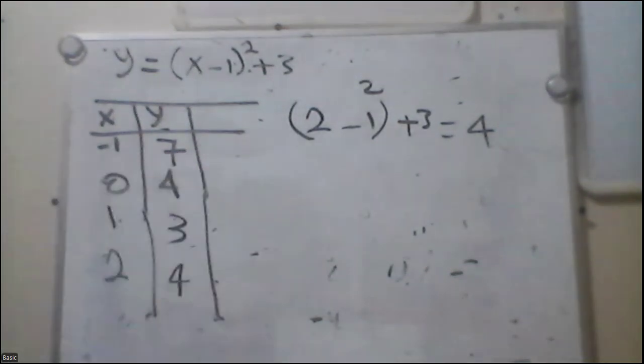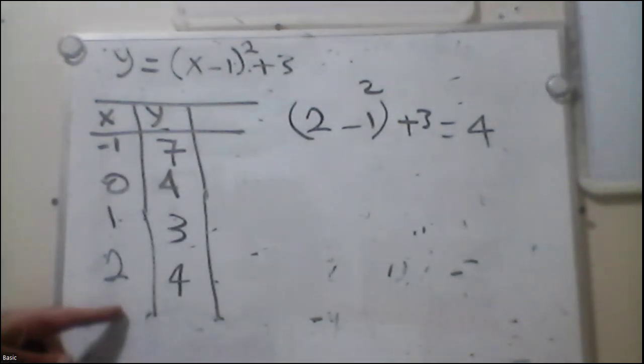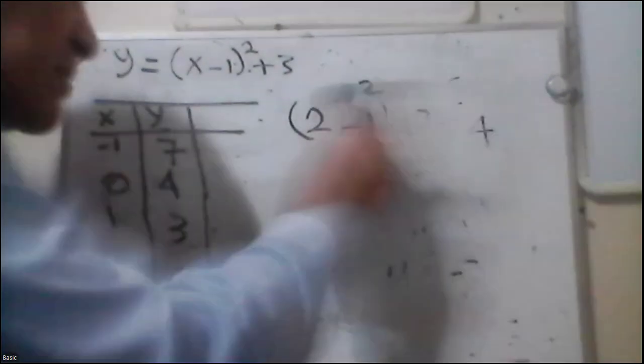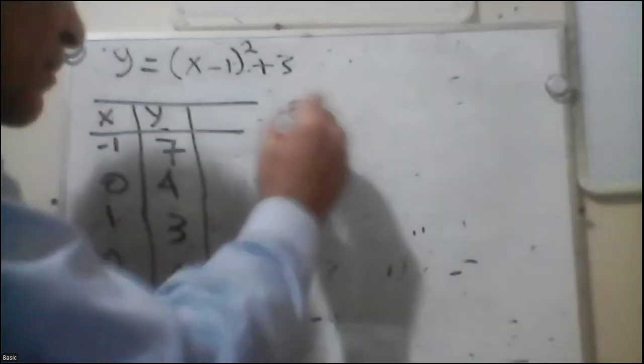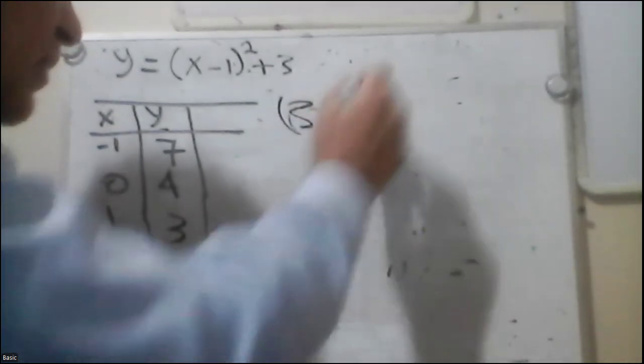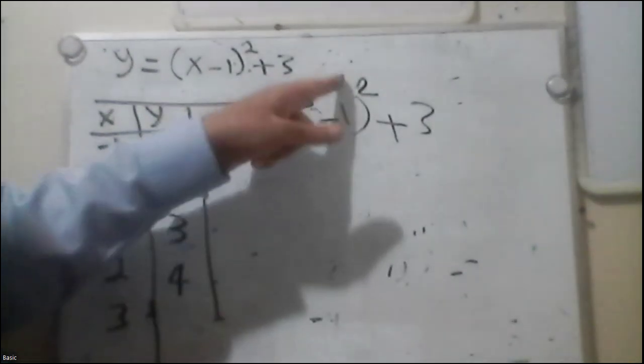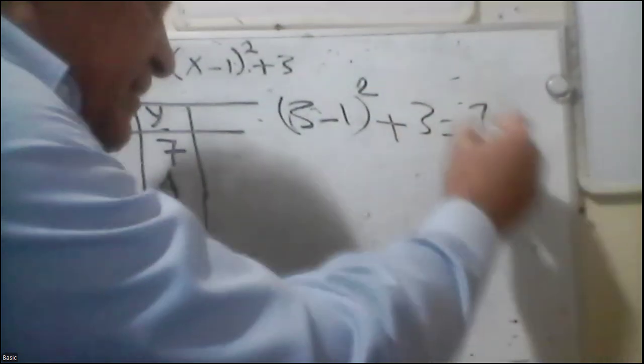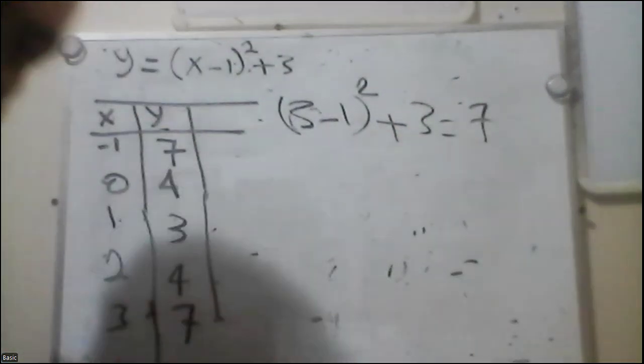I will go now to the next one. Let's do x equal 3. Here, we'll substitute in the formula: 3 minus 1 all squared plus 3. This will be 2. 2 squared will be 4. 4 plus 3 will give me 7. So I will put here 7.